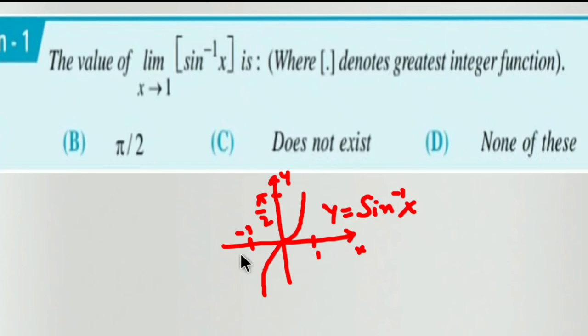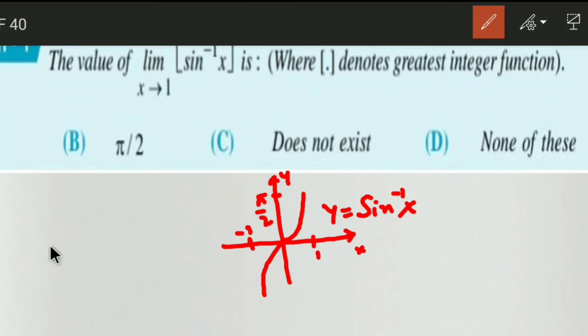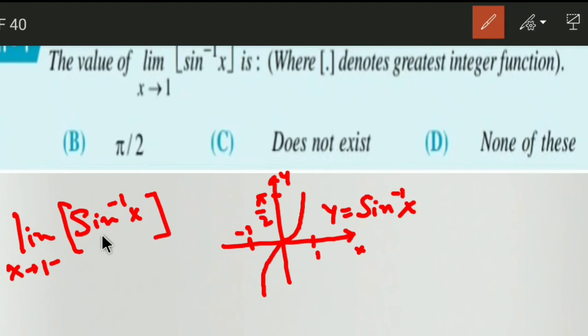So if it is asked x tends to -1, then you have to consider right limit, not left limit. By default you have to consider left limit. So here at x equal to 1, we have to redefine this question. It means the question may be like this way. If it is asked like this, limit x tends to 1 minus of sine inverse, it means we are concerning this limiting value at LHL point, LHL of x equal to 1.